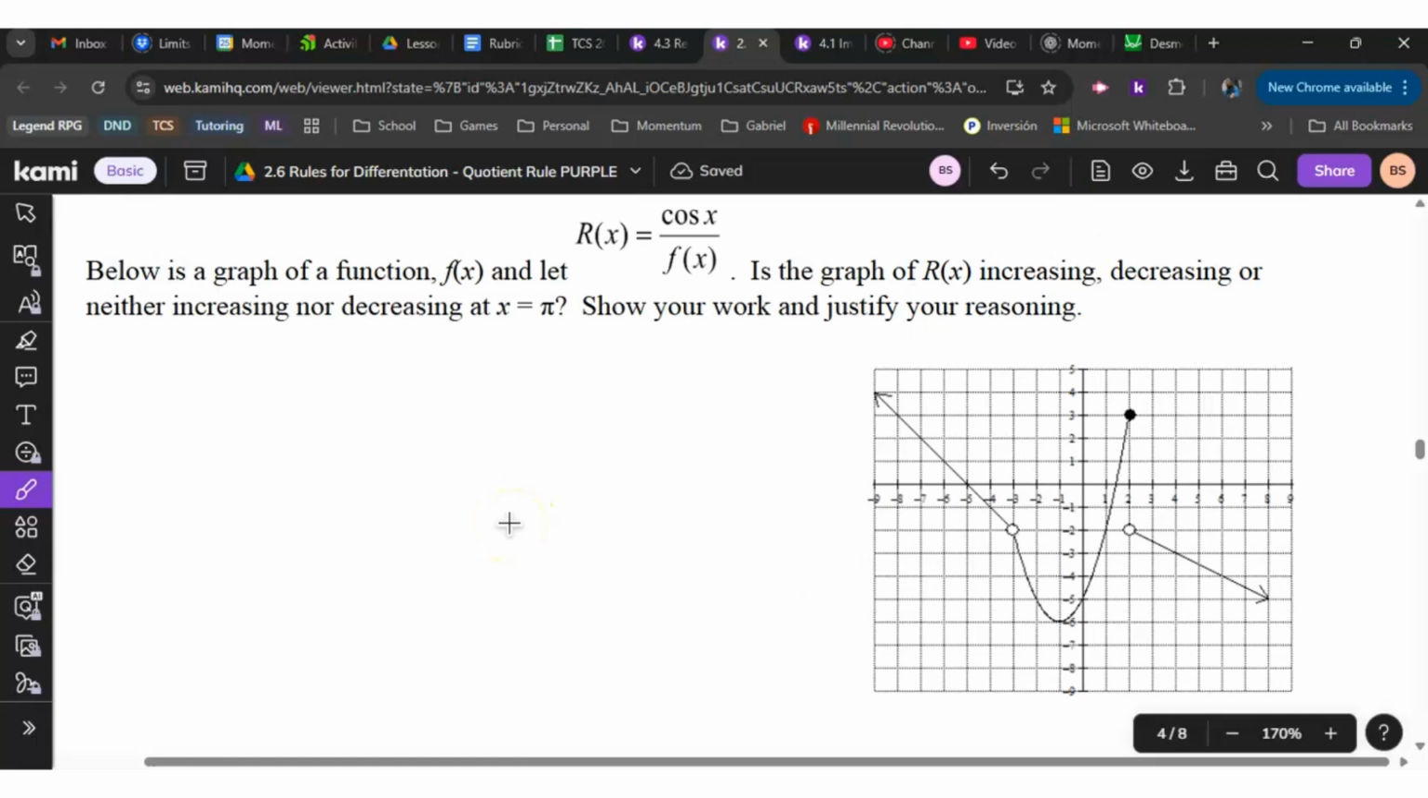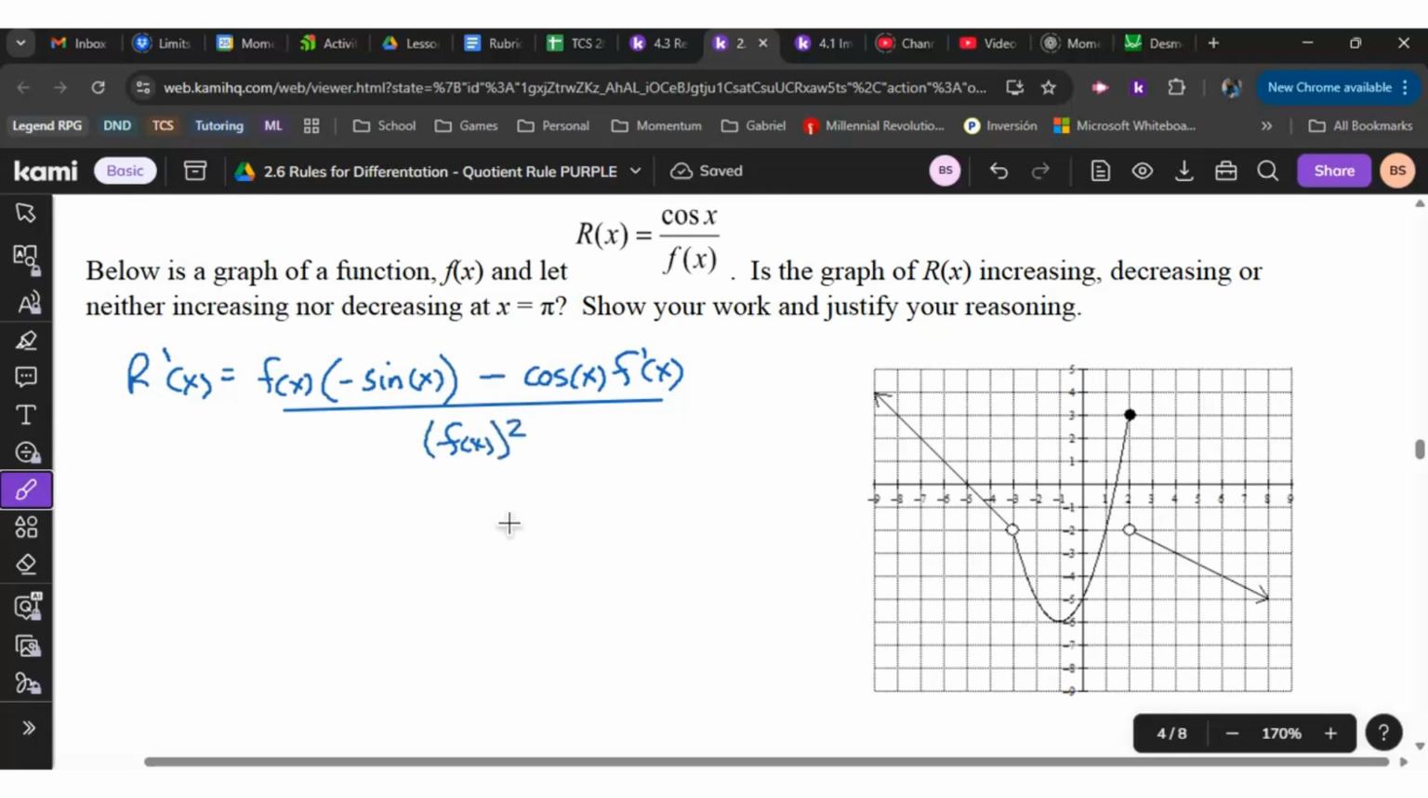So let's go ahead and do that. Let's start by just writing out what the derivative would be. So r prime of x is going to be low, f of x, d high. What's the derivative of cosine again? Negative sine. So we have to make sure we put that one in parentheses so we know it's multiplied. Minus high, that's cosine, d low, f prime of x, all over f of x squared.